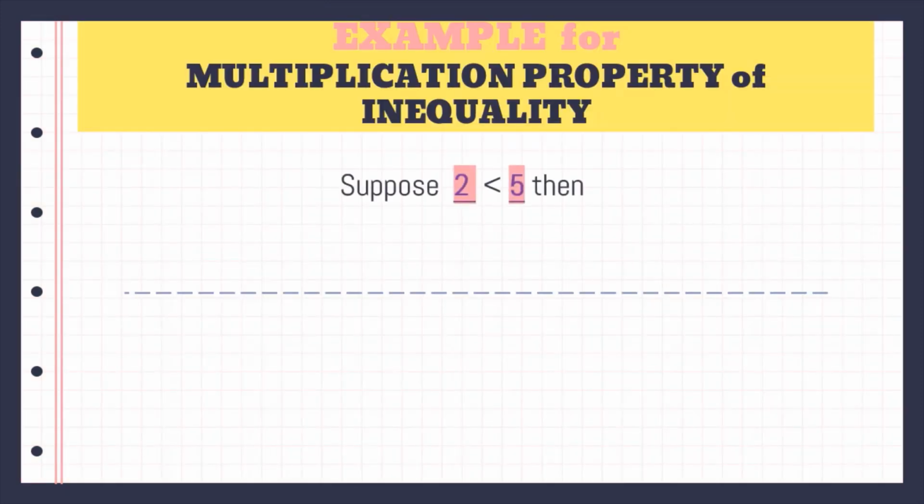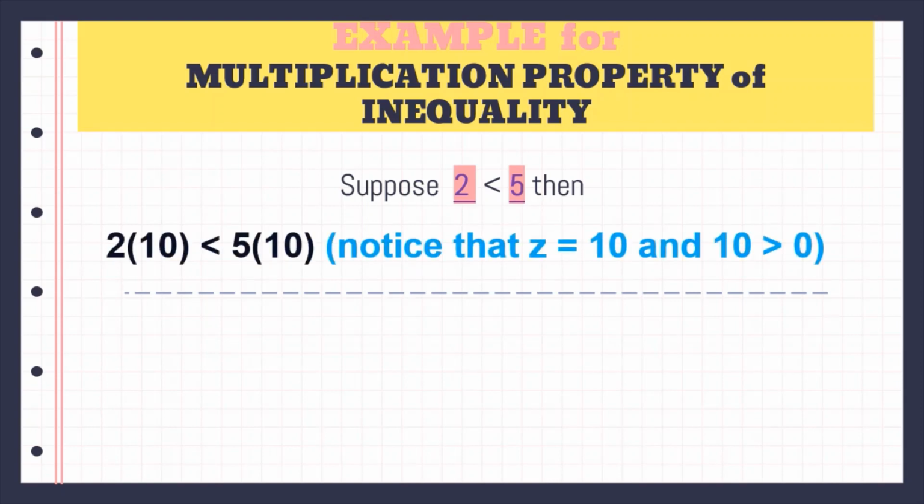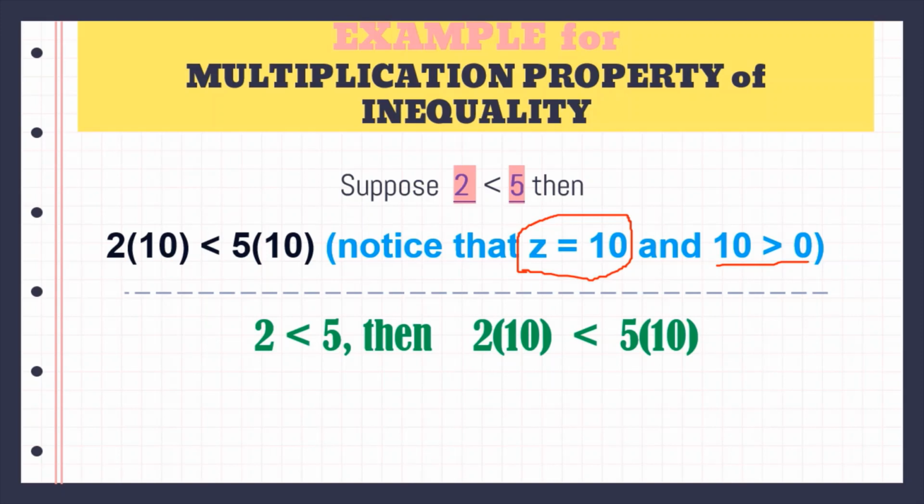For example, we have, suppose 2 is less than 5. So, true naman yun. Mas mababa si 2 kaysa 5. Then, nag-multiply siya ng 10. So, kung notice nyo, ang value ni z ay 10. So, that is greater than 0. So, 10 is greater than 0. So, ilagay natin siya dito. So, 2 at saka si 5, si 2 less than kay 5, and then nag-multiply both sides ng 10. Kasi siya yung value ni z.